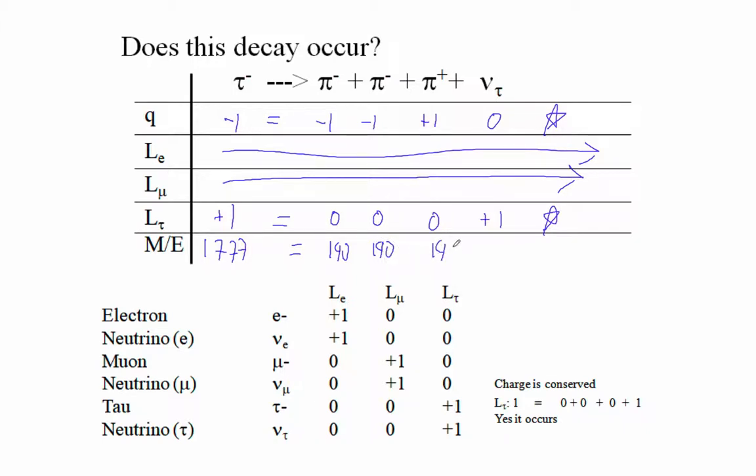The pi plus, by the way, the positive pion, is the matter pion. So we can do this all day, right? Definitely these things would have kinetic energy, so it's not a problem to lose rest mass. So yes, it occurs.